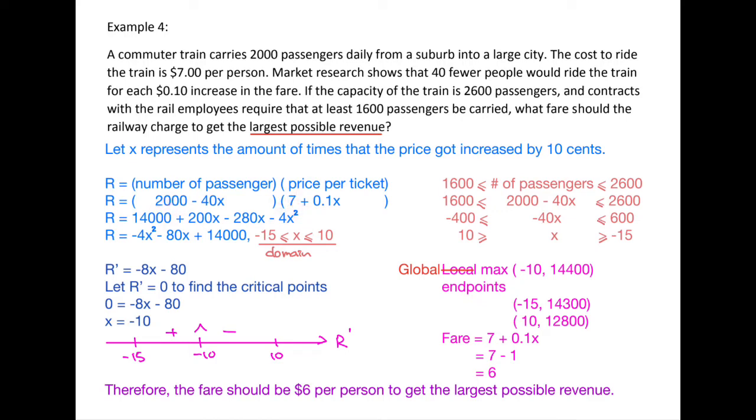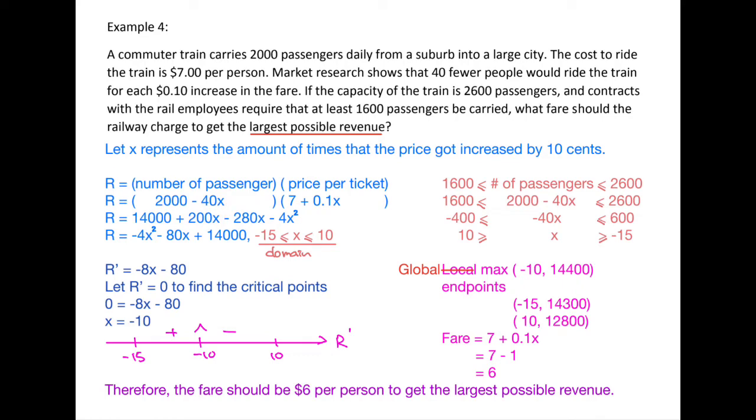And let's put the research in. It says every single 10 cents increase will result in 40 fewer people. So I can add another $0.1, then you lose another 40 passengers, and I can add another $0.1 and you lose another 40 passengers. That really means I can put the x beside 0.1 to represent the number of times I increase the price by 10 cents. Then that will be the same number of times that you're going to lose 40 passengers.